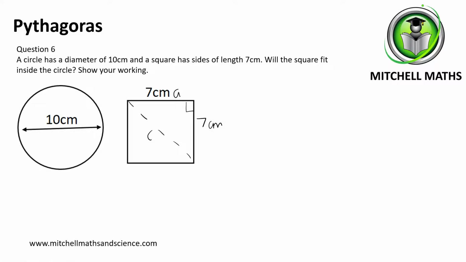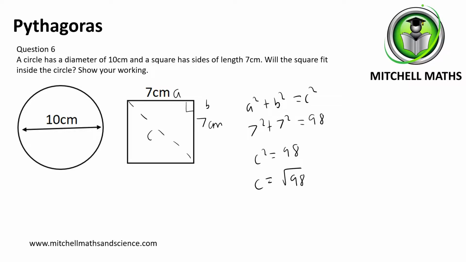I'll label the square sides A, B and C. And if we put them into the formula, A squared plus B squared equals C squared, we've got 7 squared plus 7 squared, which is equal to 98, 49 plus 49. And if we want to find C, the diagonal length of the square, then we're going to need to square root 98. And the square root of 98 equals 9.9 centimetres to 1 decimal place.